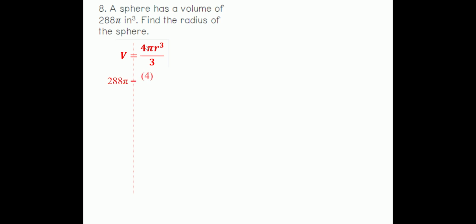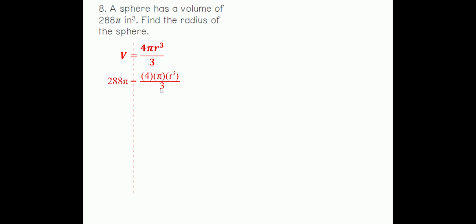We know 4 is 4, pi is pi, and radius is unknown, so we have to keep it as radius cubed. We're going to divide the whole thing by 3. So this is where we may run into some problems. This looks really complicated. How do we work with this? There are lots of different ways, but I hate dealing with fractions. All of this, 4 times pi times r cubed, is being divided by 3.